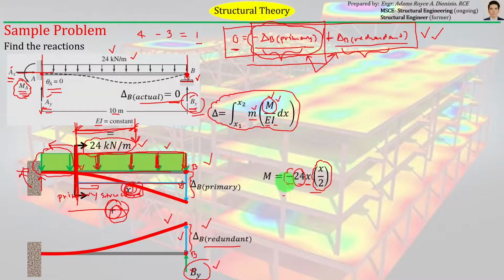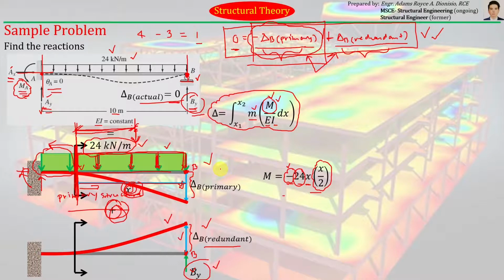And don't forget to include the negative sign simply because the uniform distributed load is pointing downward. That's why we have put the negative sign here. Okay, so basically that is the moment equation from the primary structure.